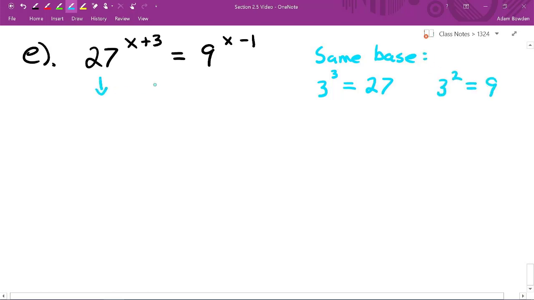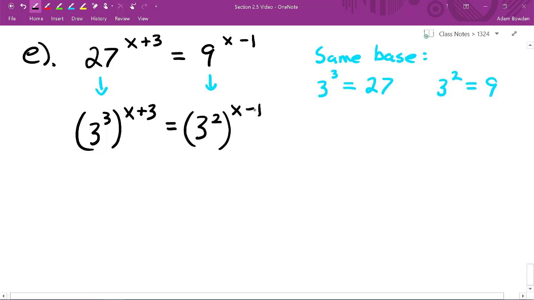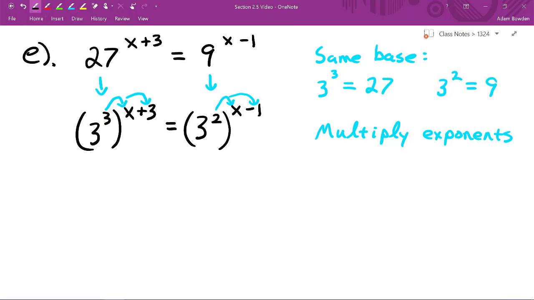So I'm going to start out by rewriting this as 3 raised to the third for 27, and that's raised to the x plus 3, equal to 3 squared, and that's raised to the x minus 1. Now, whenever we have the situation where exponents are next to more exponents, we multiply these exponents together. So the 3 is going to multiply to both x and 3. The 2 is going to multiply, like we're distributing, to the x minus 1.